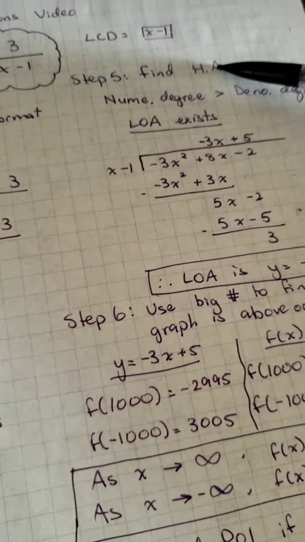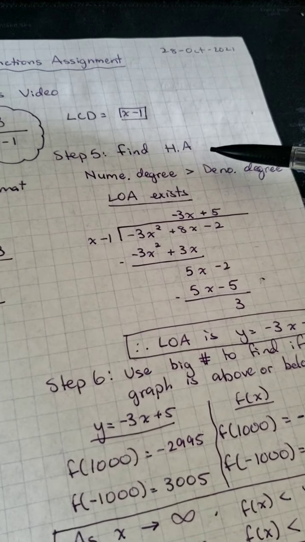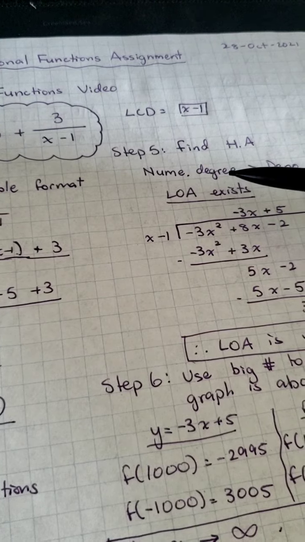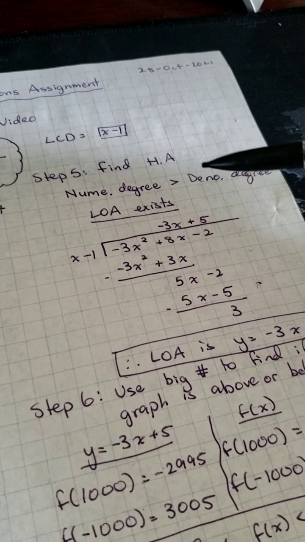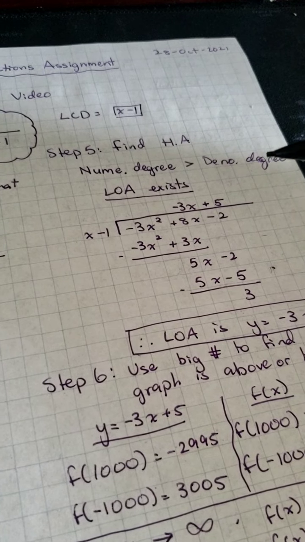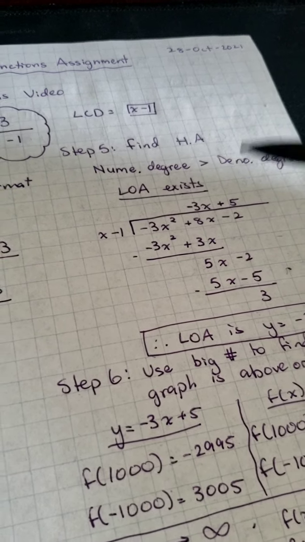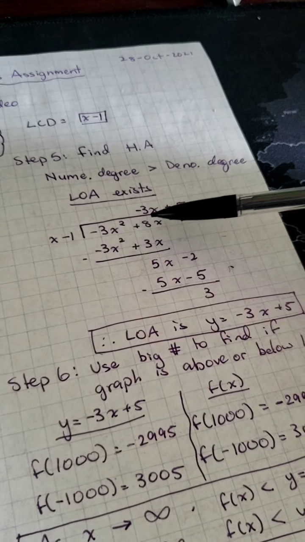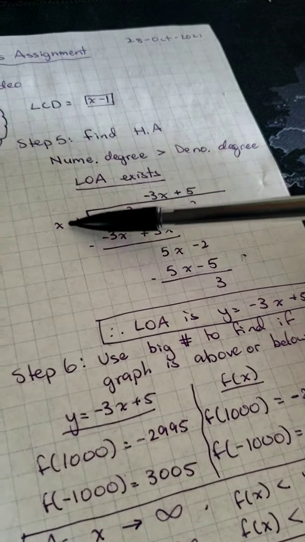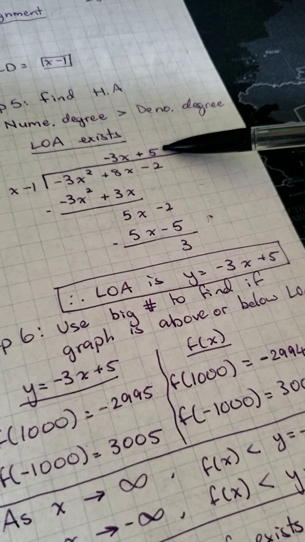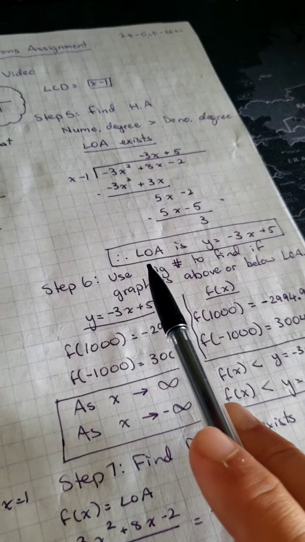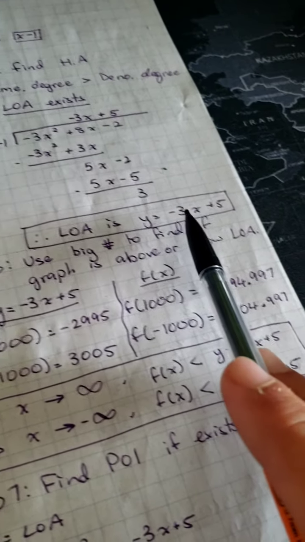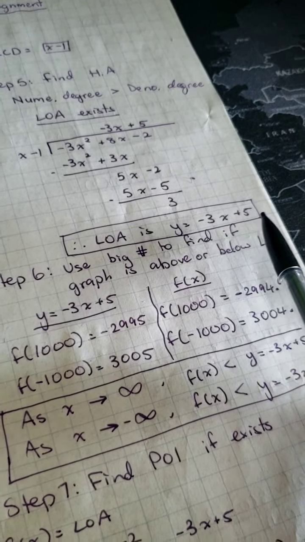The next step is to find if we have a horizontal asymptote or a linear oblique asymptote. In our case, we have a linear oblique asymptote because the numerator degree is greater than the denominator degree. To find the linear oblique asymptote, we have to divide the numerator by the denominator. After we solve for that, we get minus 3x plus 5 as our linear oblique asymptote. We don't worry about the remainder because it's irrelevant. So here our linear oblique asymptote is y equals negative 3x plus 5.